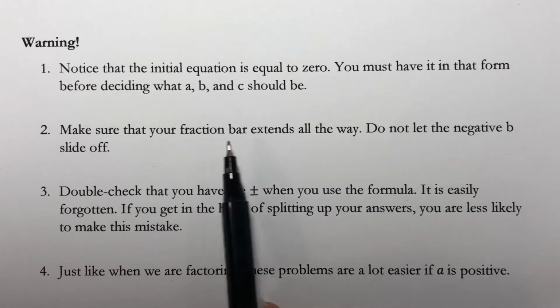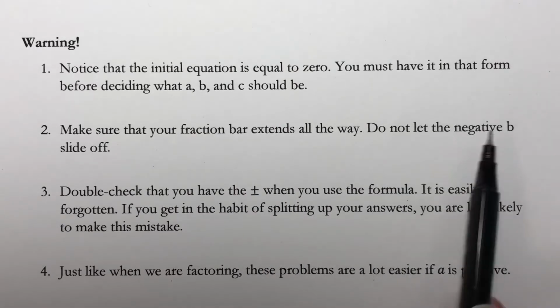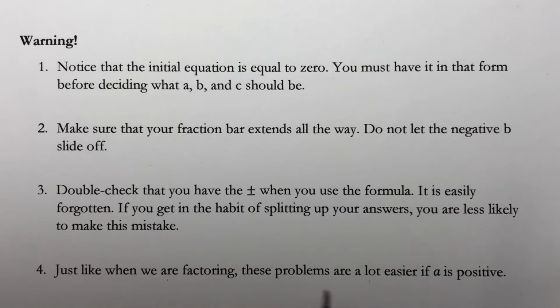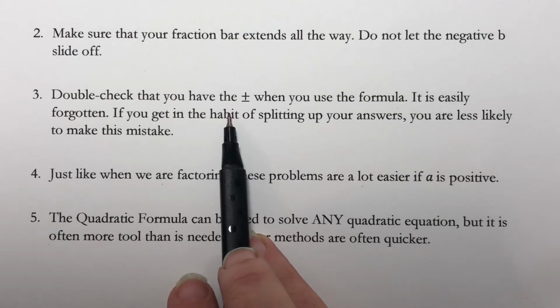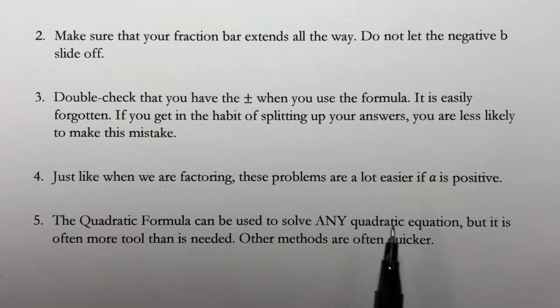I mentioned making sure your fraction bar extends all the way. Don't let the negative b slide off. Double check that you have the plus or minus when you use the formula. It's easy to forget. And if you're in the habit of splitting up your answers in set notation, you will catch that mistake.